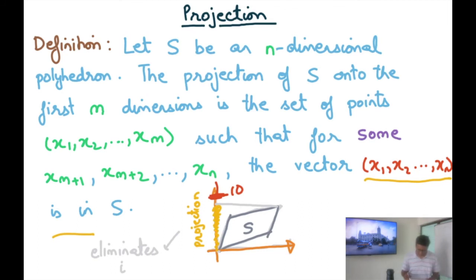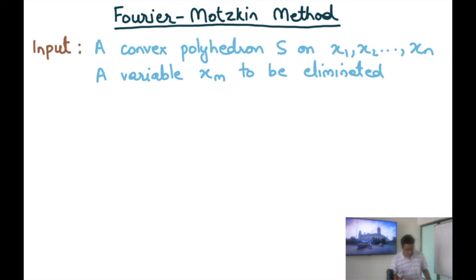So in other words, once again, the projection is basically all those points x1, ..., xm such that for some values of the other dimensions, the entire vector x1, ..., xn, which includes x1, ..., xm and then for some values xm+1, ..., xn, is in S. Okay. So what's the algorithm to identify a projection of one polyhedron on one of the axes?